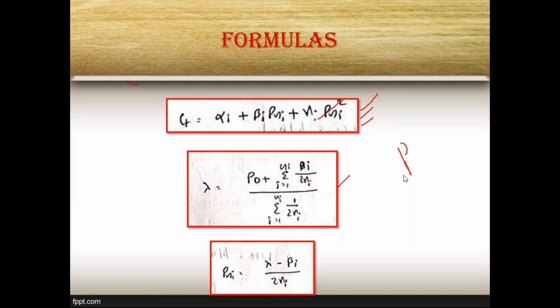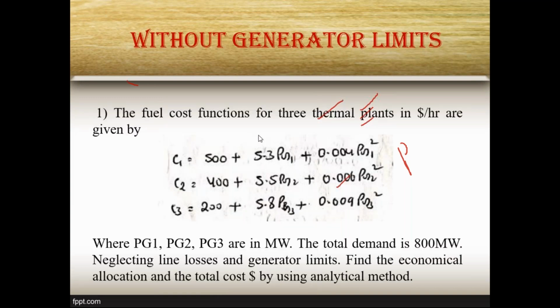Right. So Venkatesh, see here, this is the problem. In this problem, what you have to observe is this line: neglecting line losses and generator limits. This is the main important line in this problem. If you understand this line, then you can easily proceed in which way you have to find Pg1, Pg2, Pg3. So in this case, this is the second method.